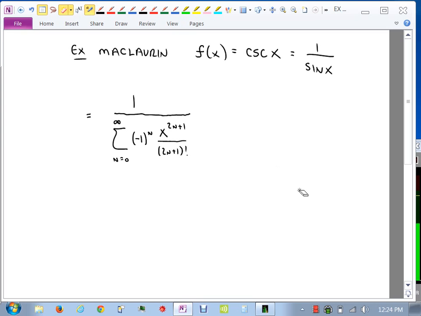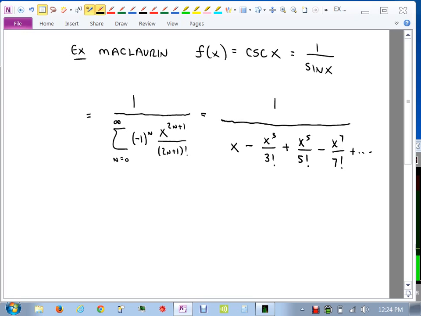So what we're left with then is 1 divided by the infinite series. So let's write out the terms of the infinite series. They are x minus x cubed over 3 factorial plus x to the 5th over 5 factorial minus x to the 7th over 7 factorial plus, like that, right? You agree with that?